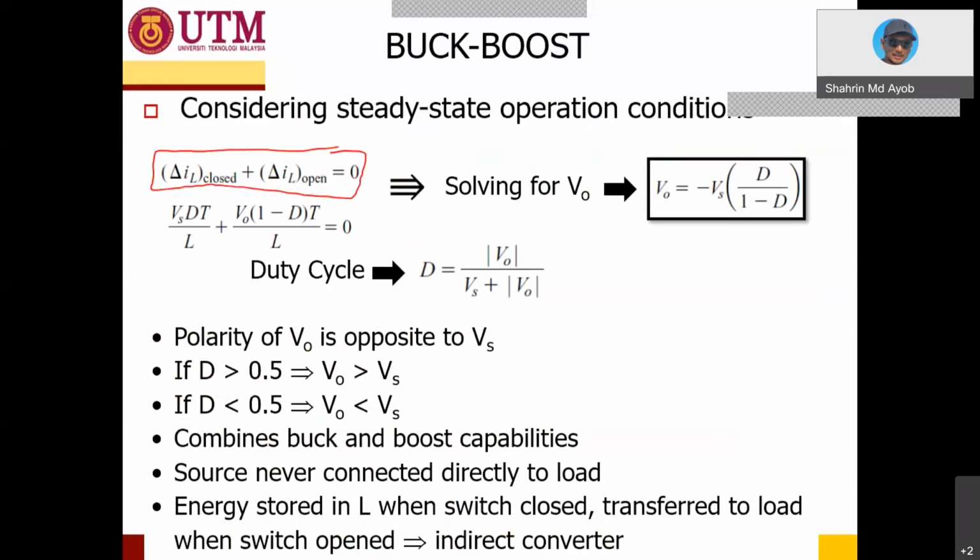Delta IL during on plus delta IL during off must equal 0. So you will obtain this equation: V out is equal to negative Vs D over 1 minus D.